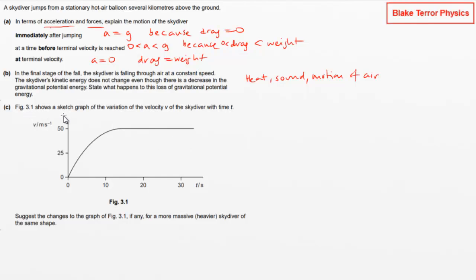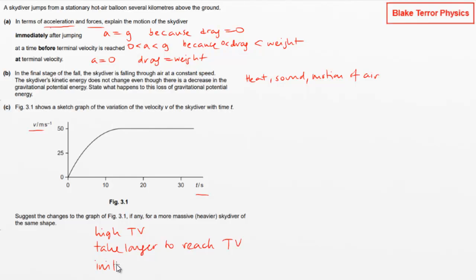Figure 3.1 shows a sketch graph of the variation of velocity of the skydiver with time. So we've got a velocity-time graph. Suggest the changes to the graph, if any, for a more massive, so a heavier skydiver of the same shape. Okay, so if we've got that, we're going to have a higher terminal velocity. It will take longer to reach terminal velocity because we have to get the drag up more. It's going to take longer to get to the velocity that we require.